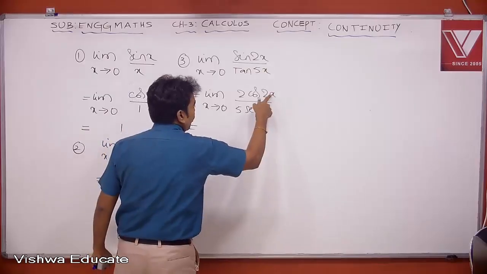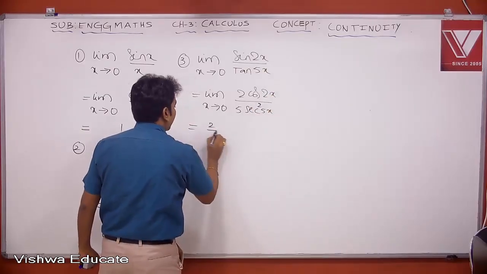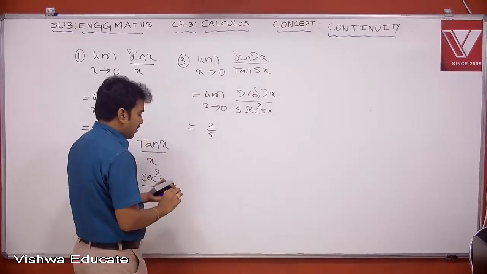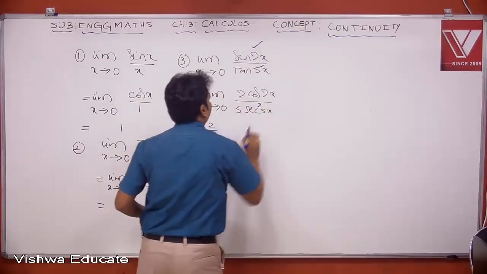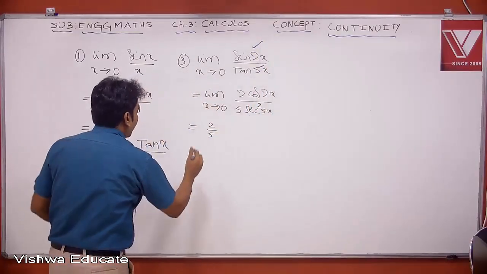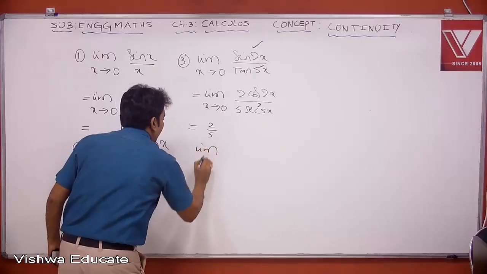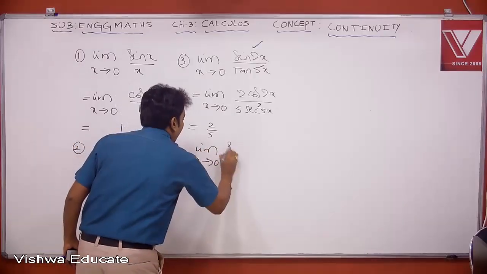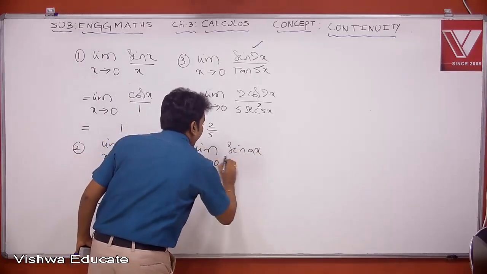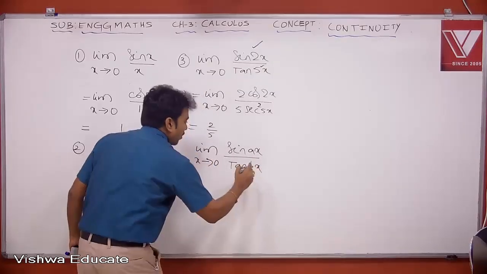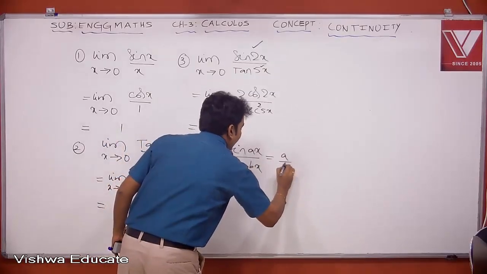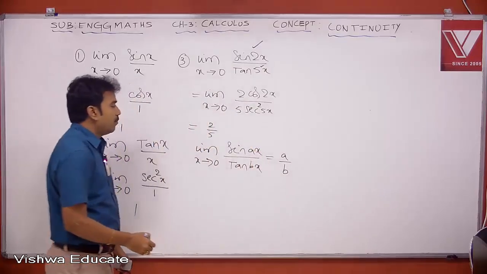Now replace x by 0, cos 0 is 1, secant 0 is 1. So this is a constant expression. So we are getting the ratio of these two, so 2 divided by 5. Therefore the conclusion from example 3 is: limit x tends to 0 of sin ax divided by tan bx, where a, b are some general real numbers, the value of this limit is a by b.